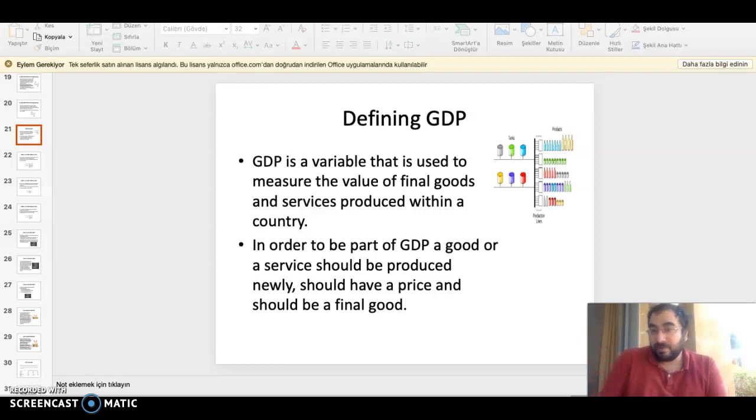A regular way of defining it is this: if you cook a meal and eat that meal, then that's not part of GDP. But if you cook a meal and sell that meal, then that meal will be in the GDP. For example, if people eat their meals in the house, meals are produced in that country, but they are produced by the families, not by companies. So GDP will remain low because those meals are not counted in the GDP.